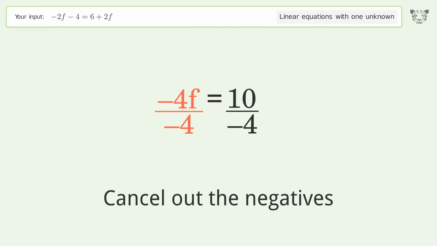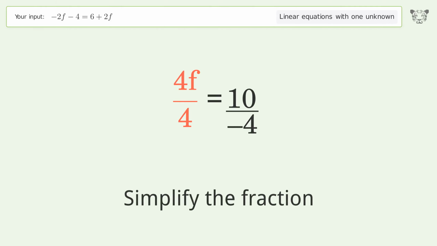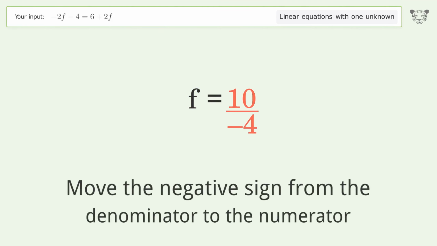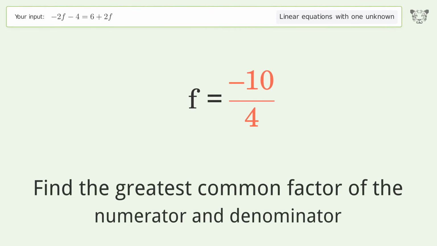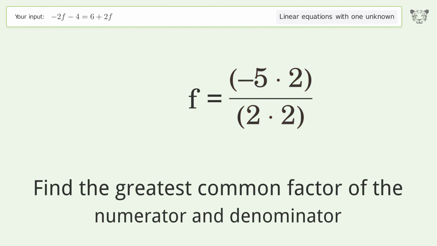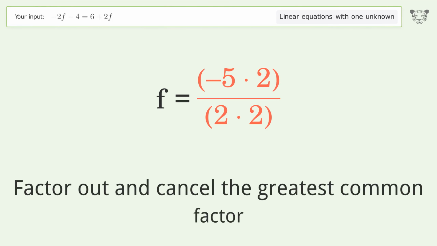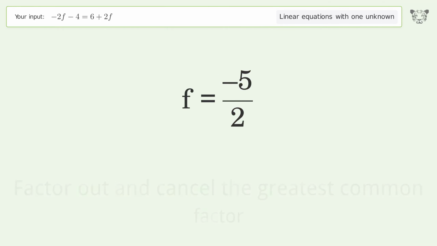Cancel out the negatives. Simplify the fraction. Move the negative sign from the denominator to the numerator. Find the greatest common factor of the numerator and denominator. Factor out and cancel the greatest common factor. And so the final result is f equals -5/2.